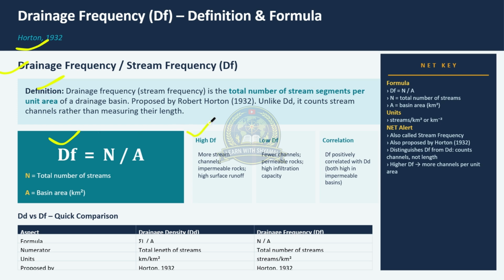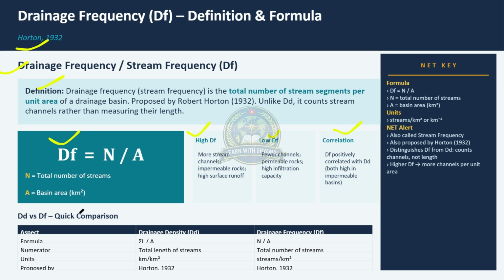High drainage frequency means more stream channels, impermeable rocks and high surface runoff. Low drainage frequency means fewer channels, permeable rocks, high infiltration capacity. Correlation: drainage frequency is positively correlated with drainage density, both high in impermeable basins.